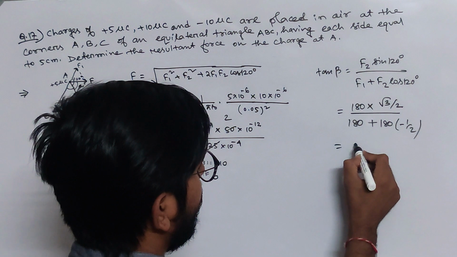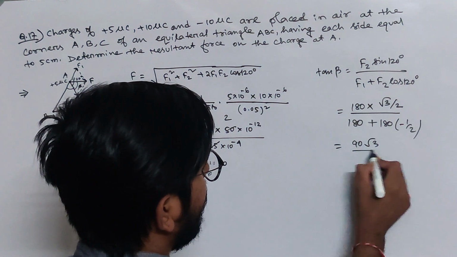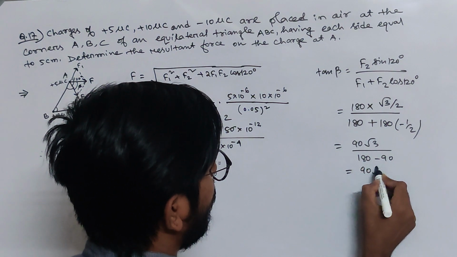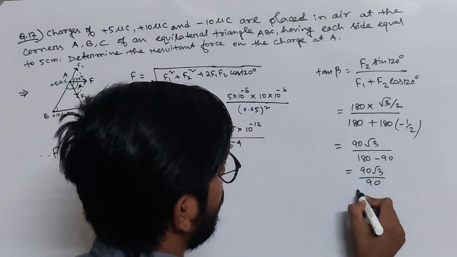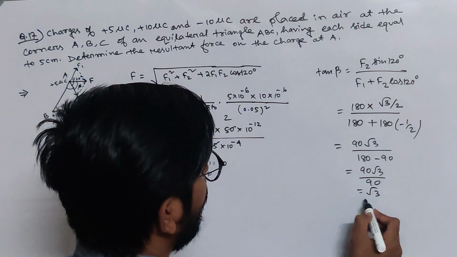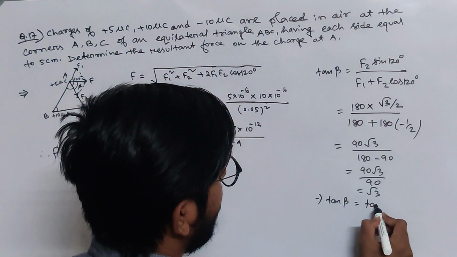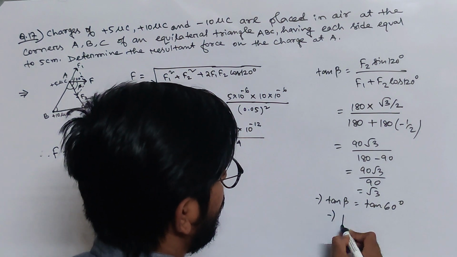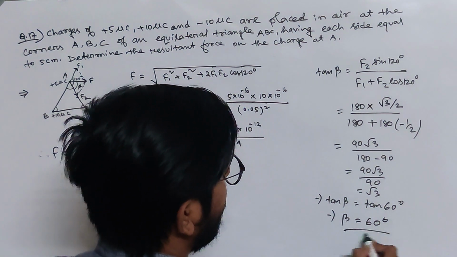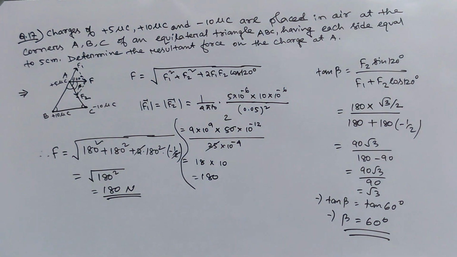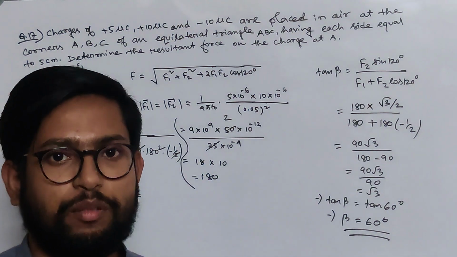So it will be 90 root 3 divided by 180 minus 90. So it will be 90 root 3 by 90, which equals root 3. So tan beta will be root 3, and root 3 is tan 60 degree, right? So beta will be 60 degree. So this angle beta is 60 degree. That is, the resultant force is parallel to the direction of BC. Okay? Okay, let's move to the next question.